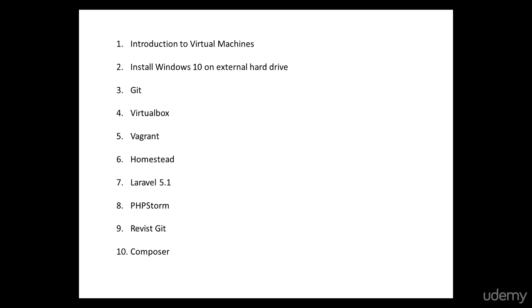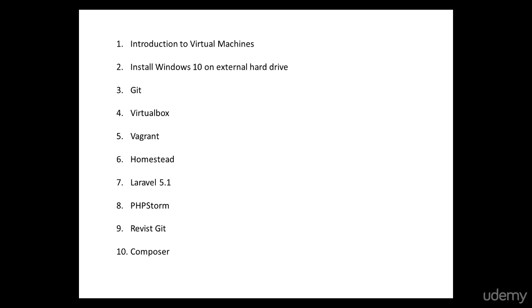Section 3 is a quick section devoted to the basics of Git, followed by a fairly detailed look at what VirtualBox is and the benefit that this VM provider can afford us. We'll then look at Vagrant combined with Homestead, following which we'll install Laravel 5.1. Obviously we need a code editor, so we'll be looking at PHP Storm in Section 8 and specifically setting up PHP Storm so that we have advanced IDE debugging along with Laravel specific code completion.